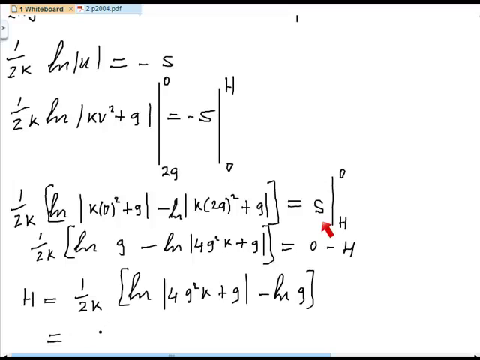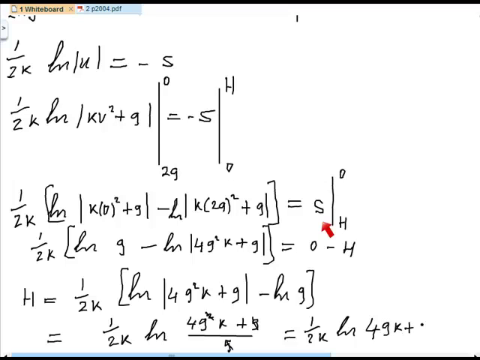And using our rules of logs, we can divide, 1 over 2k becomes 1 over 2k ln of 4g squared k plus g all over g. And of course the g cancels above and below, and we're left with 1 over 2k ln 4gk plus 1, which is our answer.